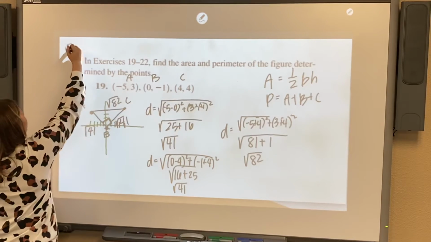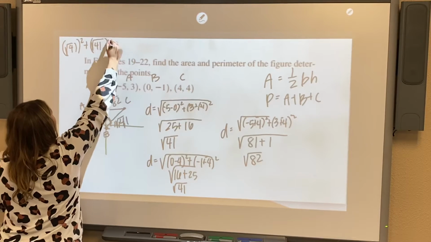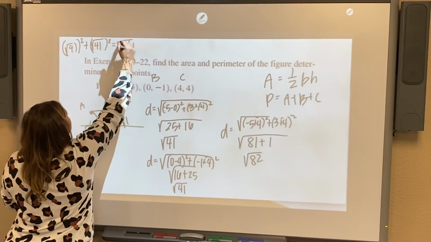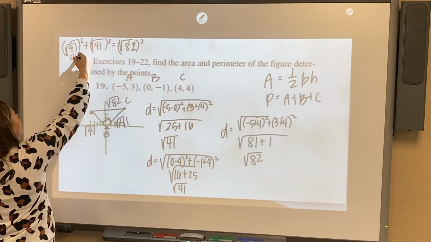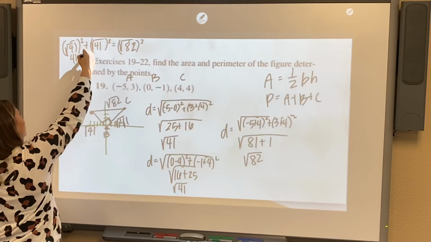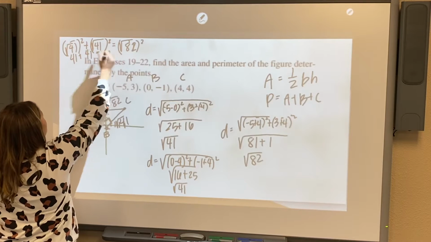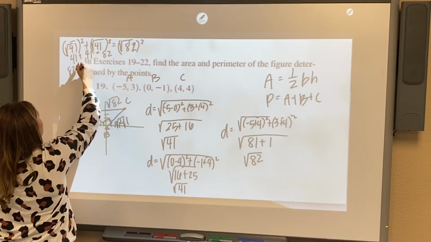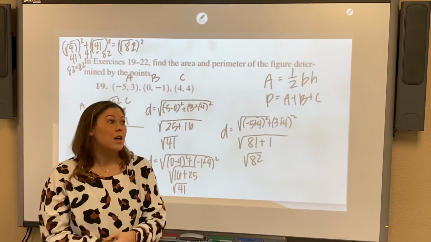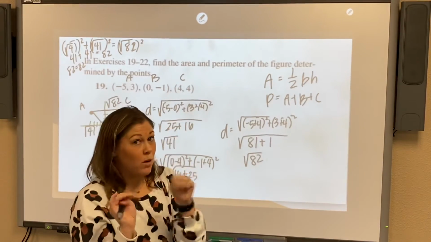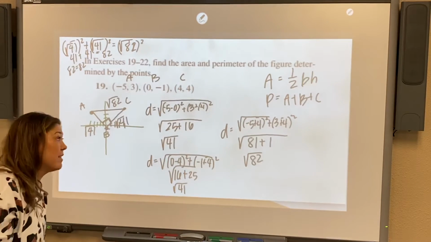So square root of 41 squared plus the square root of 41 squared is equal to the square root of 82 squared. So anything squared is 41 plus 41, and the square root of 82 squared is 82. 41 plus 41 is 82 equals 82. So by Pythagorean theorem, we know that this is a right triangle. Spoiler alert, same thing with your homework question.